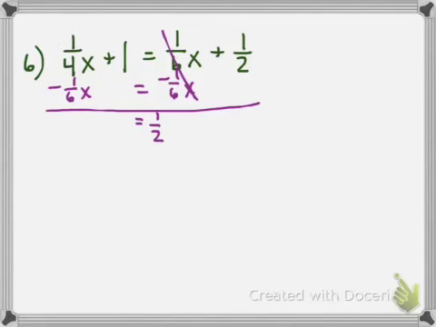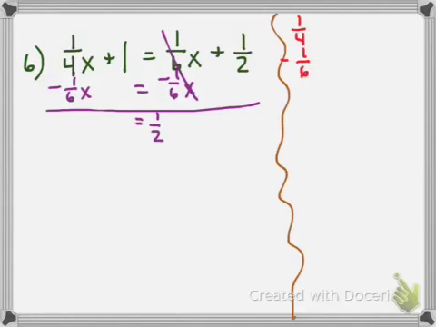So then I'll draw a squiggly line and then show my work. 1/4 minus 1/6. Remember, just focus on the coefficients. So then I have to use my knowledge of subtracting fractions with unlike denominators. I know the LCD, least common denominator, between 4 and 6 is 12.